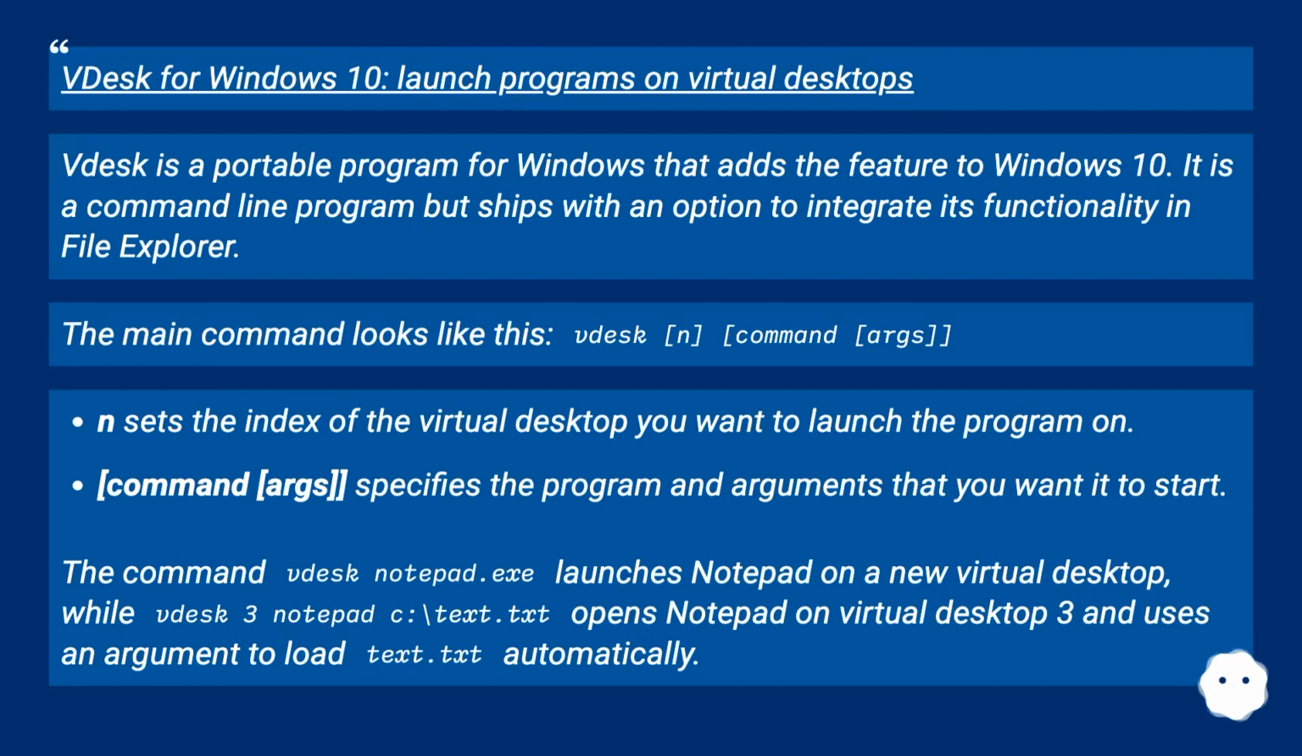The main command looks like this: desk, n, command, args. n sets the index of the virtual desktop you want to launch the program on. Command, args, specifies the program and arguments that you want it to start. The command desk notepad.exe launches Notepad on a new virtual desktop, while desk 3 notepad c:\text.txt opens Notepad on virtual desktop 3 and uses an argument to load text.txt automatically.